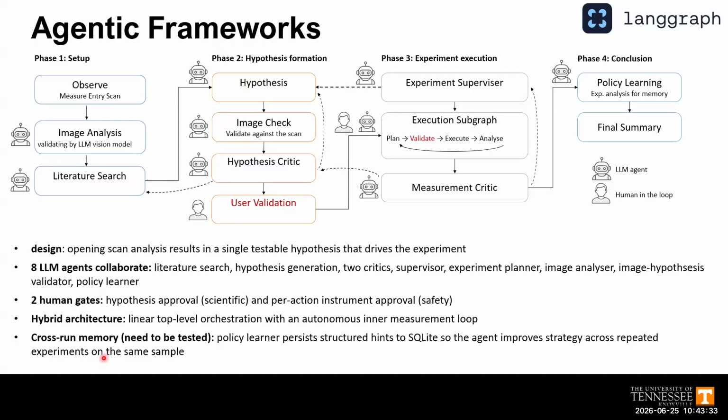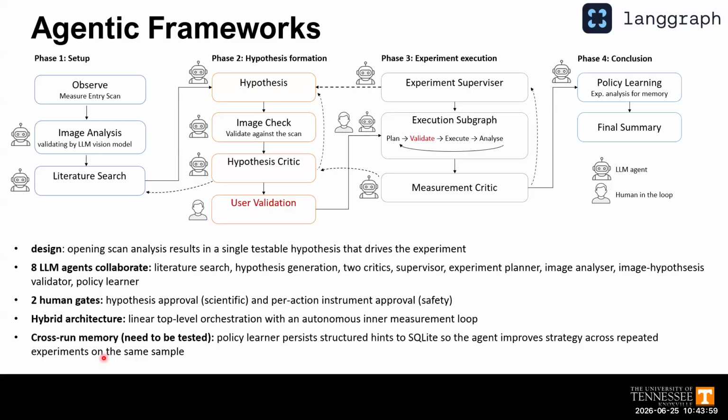Finally, we will have something called policy learning. This is where we have all the memory: after it runs the actual loop of this whole framework, we can say what went right, what went wrong, what it should do again, and what it shouldn't do again, and allow that to train back into the model so that the agent can learn from the experiments. And then we get our final summary.